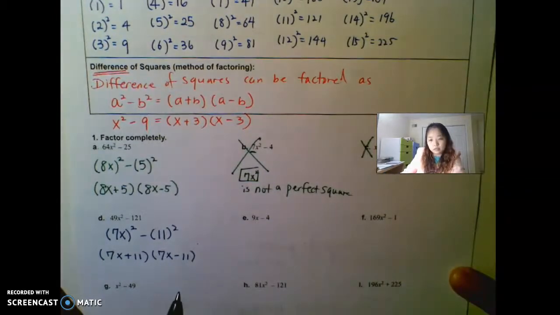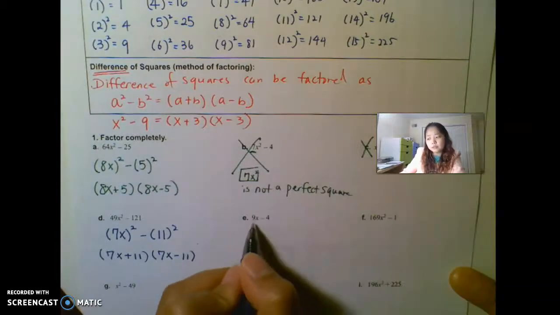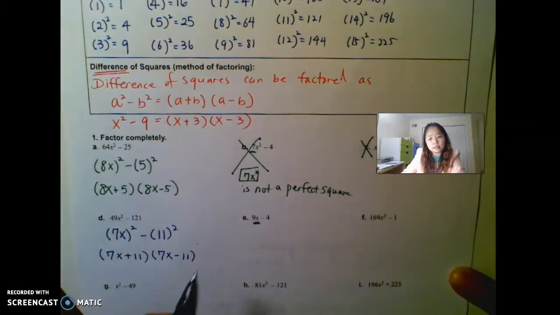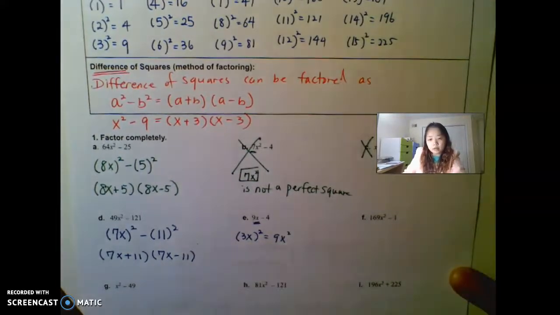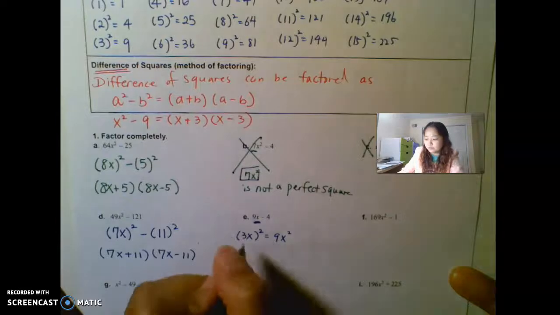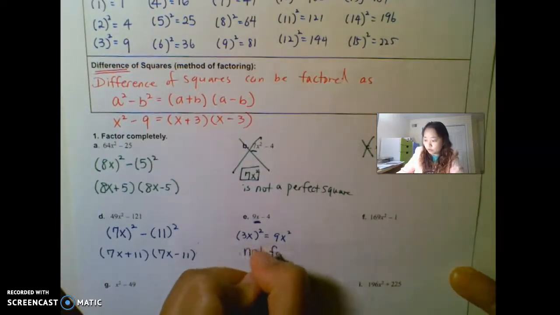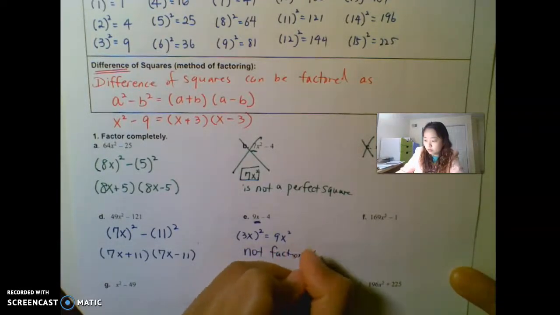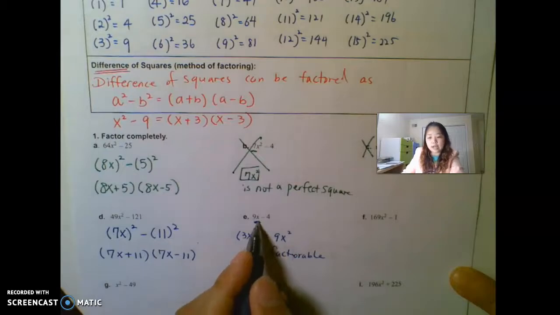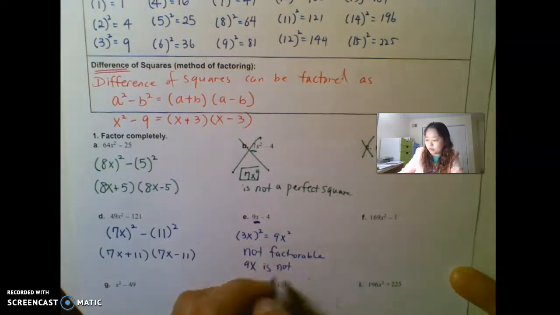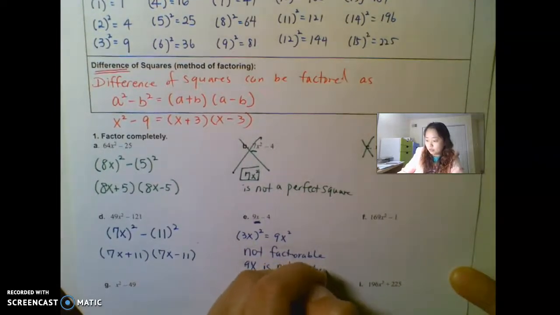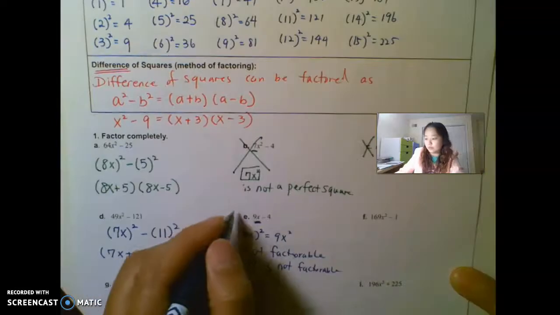9x. Well, I know 9 is 3 times 3, but you just have an x. If it was 9x squared, that would be different. But because it's only 9x, you cannot do it. Not factorable, because 9x is not a perfect square. 9x is not factorable. I feel like I should write that. Okay.